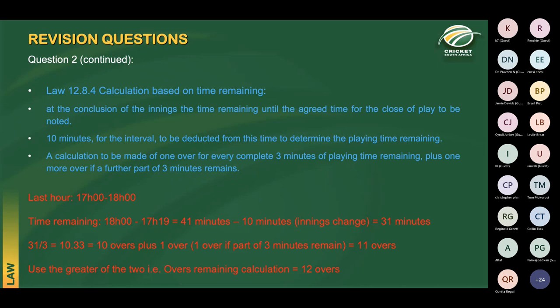So the calculation based on time remaining came to 11 overs. Remember that the calculation based on overs remaining came to 12 overs, so we use the greater of the two calculations, and that is 12 overs for our answer. Okay, but you obviously need to show in the exam the calculation of both methods.